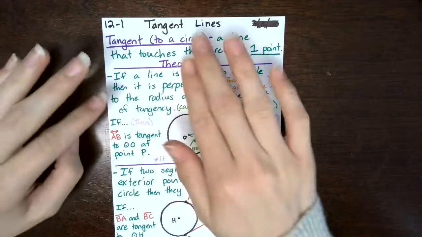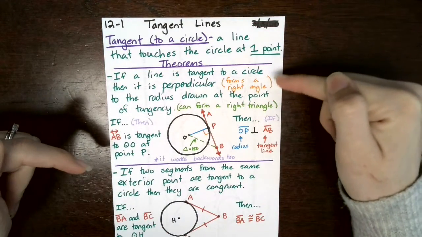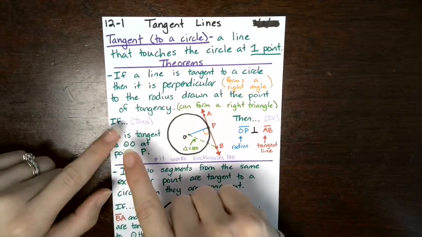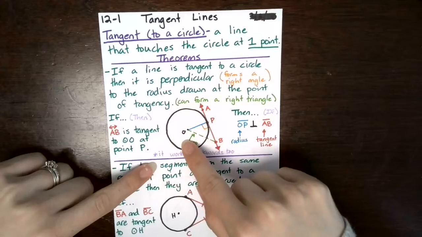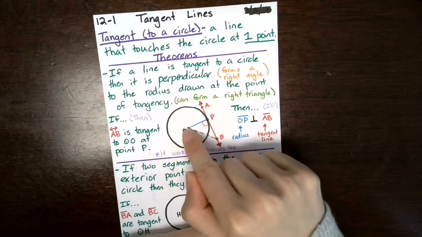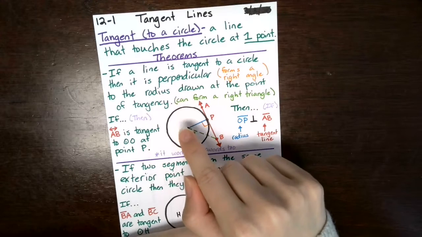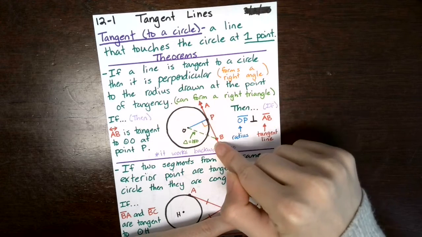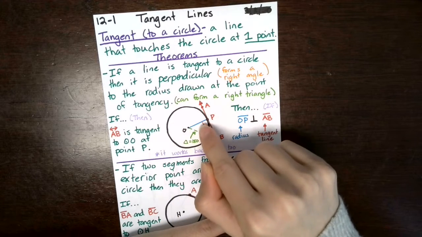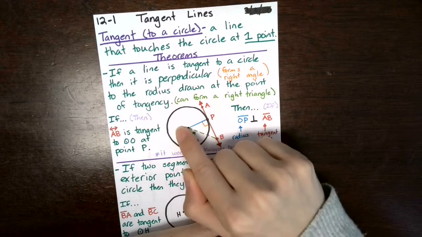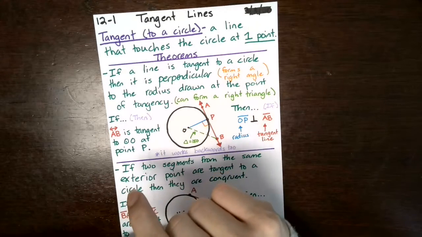The first one is if a line is tangent to a circle, then it is perpendicular, aka forms a right angle, to the radius drawn at the point of tangency. So this can form a right triangle, as you can see here. I have a radius right here, or a diameter, doesn't really matter, because both of those go through the center. The point is that the tangent line is perpendicular to the line that goes through the center. It forms a right angle, which means this is a right triangle, and we can use the Pythagorean theorem here.